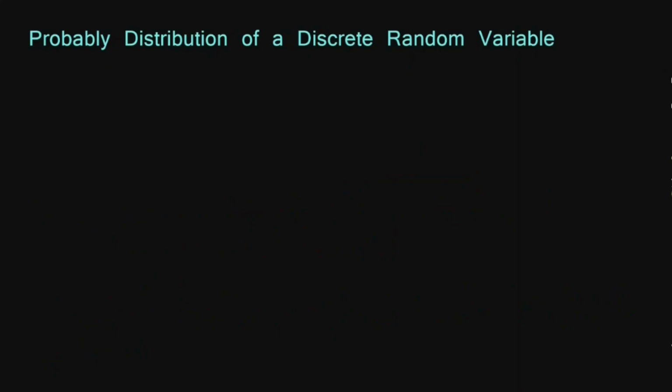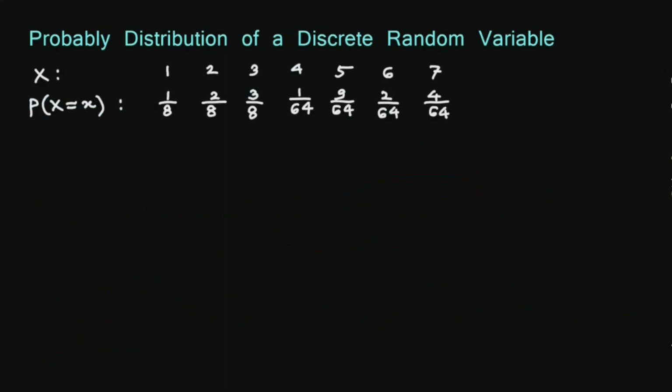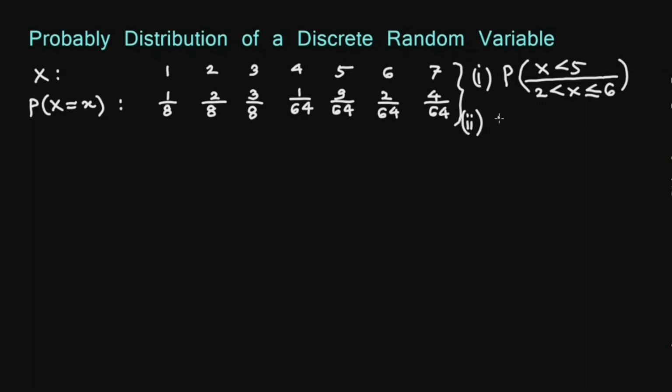We are given this probability distribution and we are asked to find, number 1, conditional probability of x less than 5 when 2 less than x less than or equal to 6 has already occurred, and second, conditional probability of x equals 4 when 3 less than or equal to x less than or equal to 5 has already occurred.